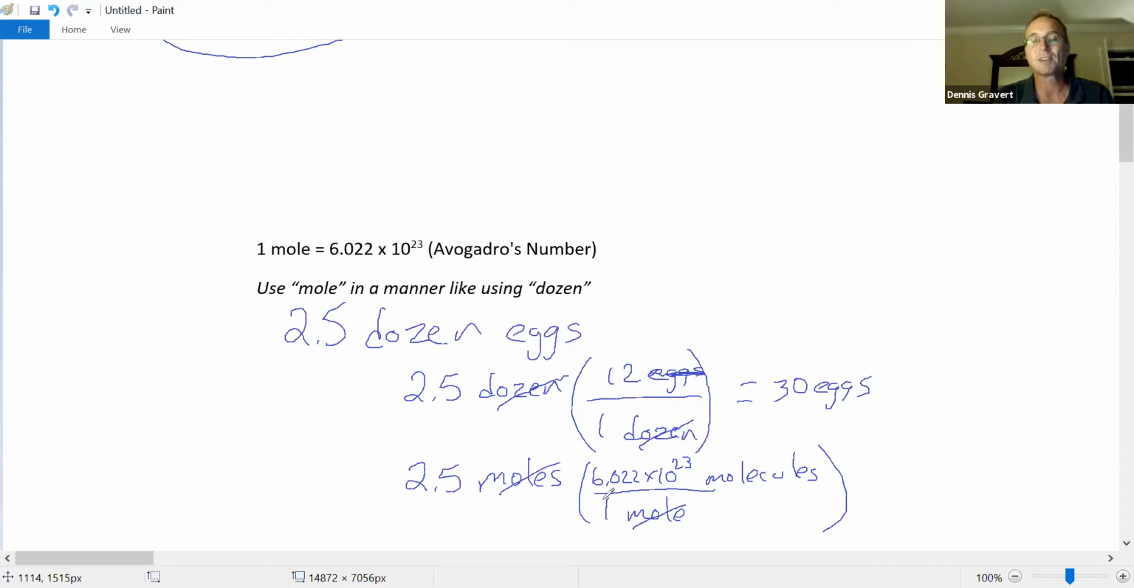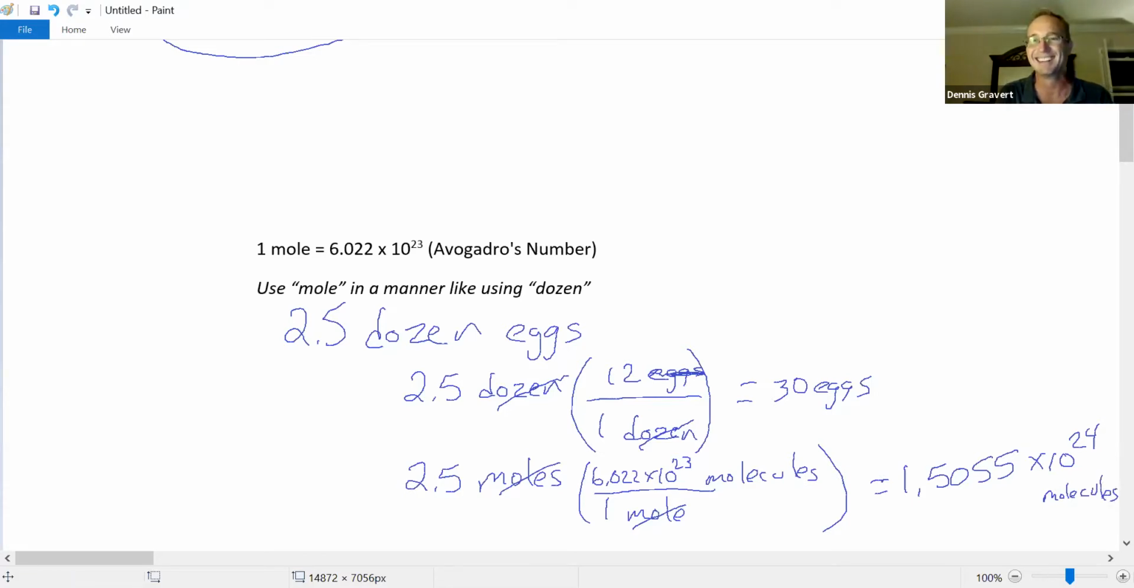And by watching how the units cancel out, that helps me remember whether I'm multiplying or dividing by my conversion factors. Multiply this out, and it's a big old number. I'm going to do it somewhere in my scratch paper here. It's 1.5055 times 10 to the 24th molecules.